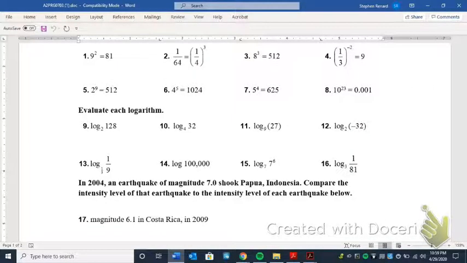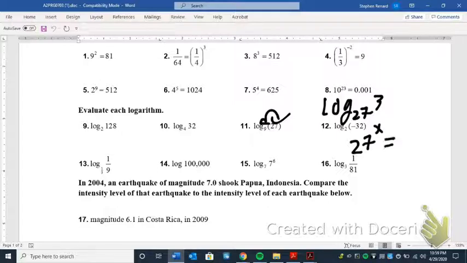Likewise, let's look at number 11. So what if the number that was the base was bigger? What would that mean? So let's say I had log base 27 of 3. So I'm saying, what power do I have to raise 27 to get 3? Well, again, knowing that 27 here is 3 cubed will help.